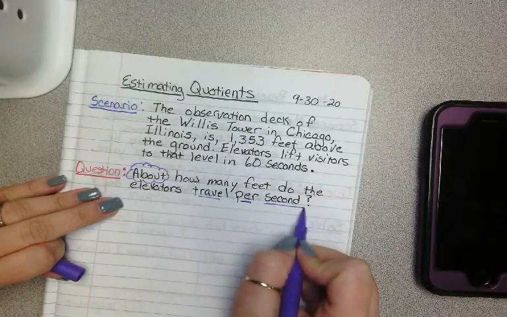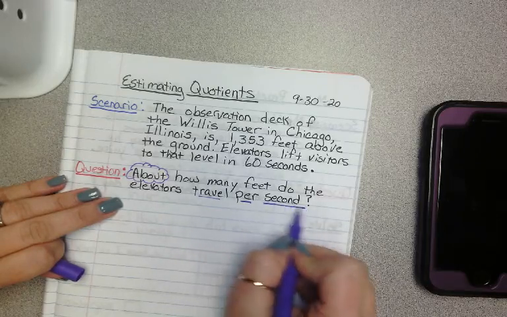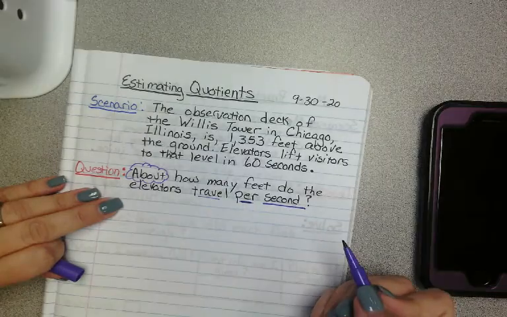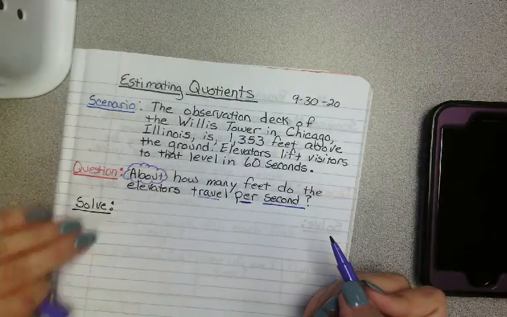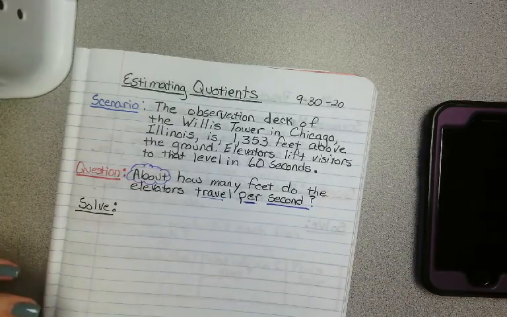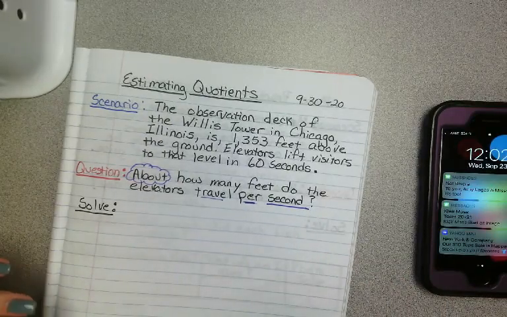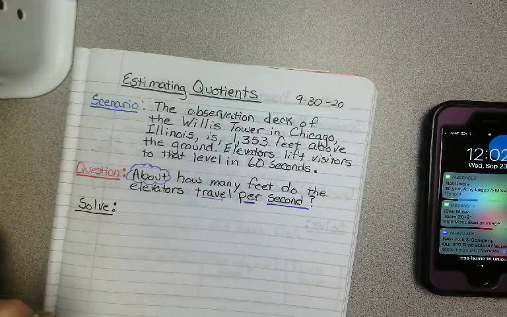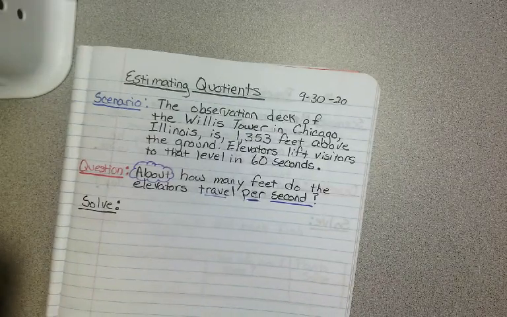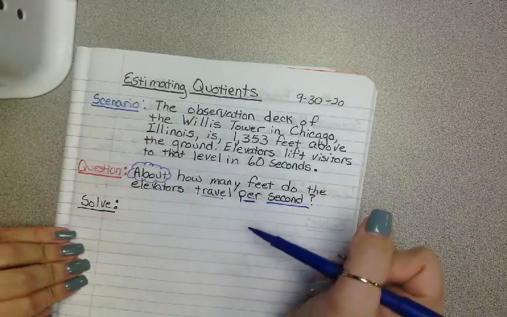Per second. Whenever we're thinking about breaking something down into per second, that's always going to be a little bit of a division problem, okay? So when we think about solving this problem, I can actually use rounding for easy math to be able to solve this problem.